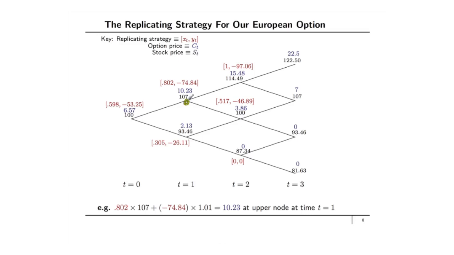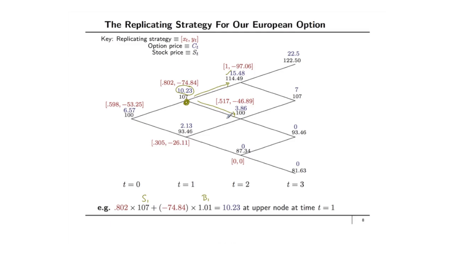Okay, so at this node here, what we are saying is that 0.802 times 107, where 107 is the value of the stock at that time, minus 74.84 times 1.01, well, this is the value of the cash account at time 1 and at this node. Well, that's equal to 10.23, which is the value of the option at that node. And you can check that this strategy actually at time 2 will replicate 15.48 if the stock price goes up, if we go up this way, or the strategy will be worth 3.86 if the stock price falls.